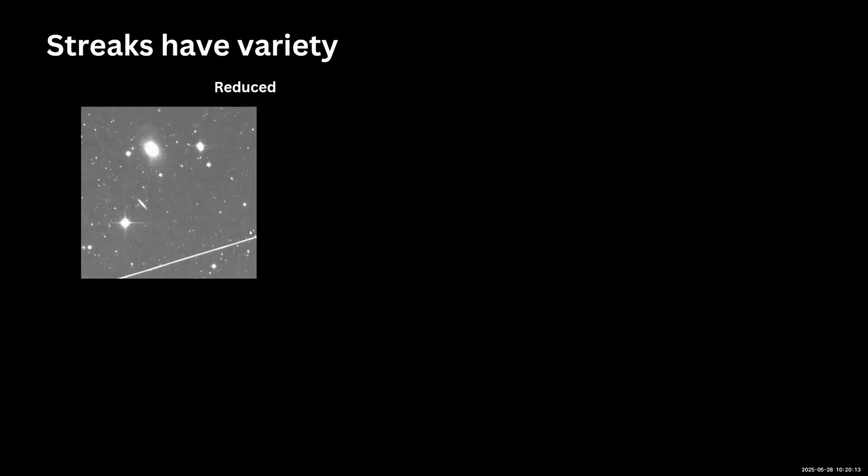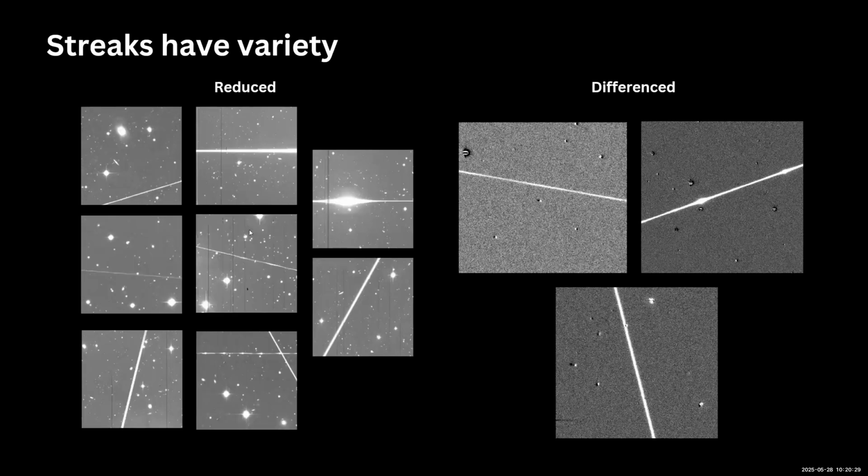So, you will likely already be familiar with streaks like this, the standard line across an image, roughly uniform in thickness and brightness. This style of streak is also very commonly seen in simulated data sets. However, in real data, we are seeing far more variety. So, streaks that vary in size, brightness, morphology, and other aspects along their length.